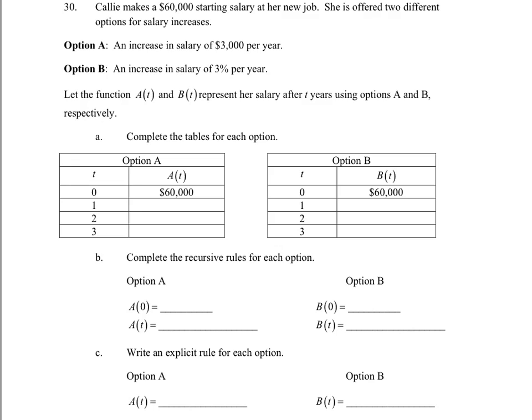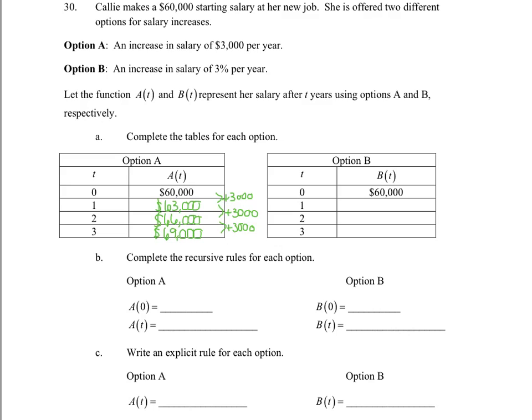Well, as we said, option A is an increase of $3,000 each year. So this is going to become $63,000. And then we're going to add $3,000 again and get $66,000. And then we're going to add $3,000 again and we're going to have $69,000.